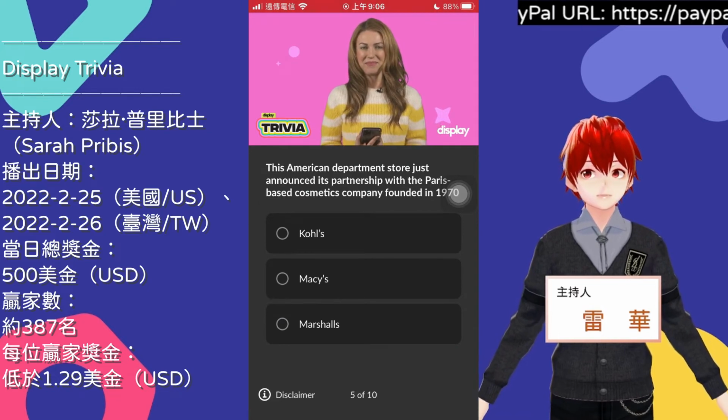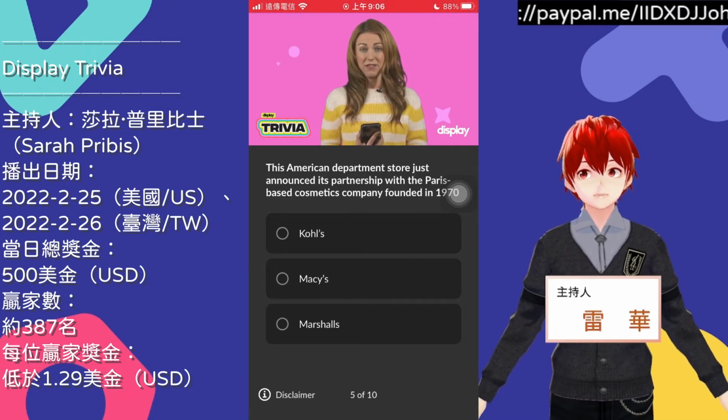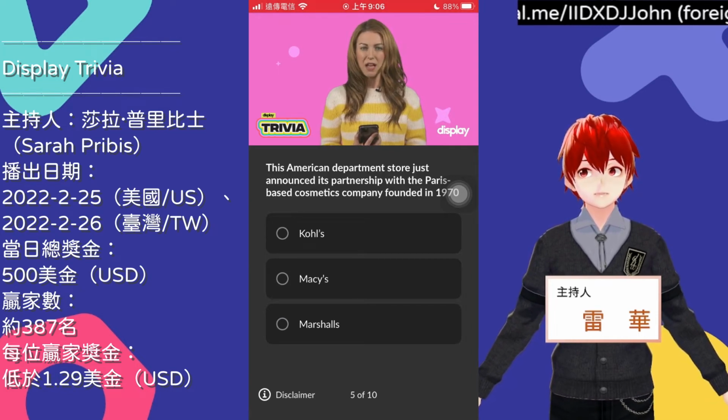Question 5. This American department store just announced its partnership with the Paris-based cosmetics company founded in 1970: Kohl's, Macy's, Marshalls.